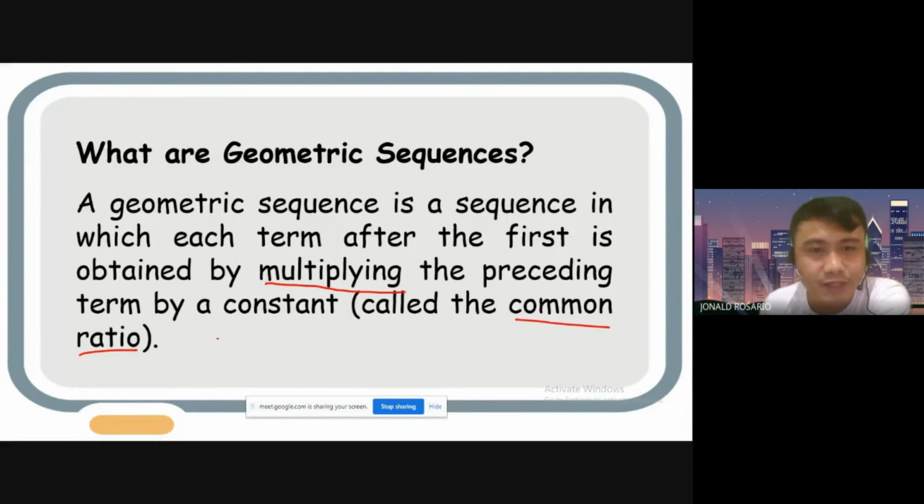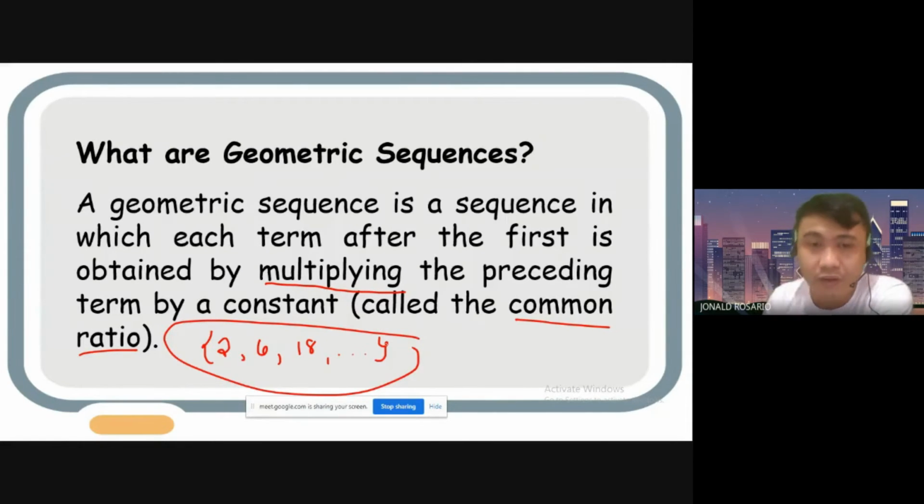Okay? Just for example, if our first term is 2 and the common ratio is 3, so 2 times 3 kasi imumultiply natin para makuha yung susunod. 2 times 3 is 6 times 3 is 18 and so on. Okay? So that's it. We're going to multiply a constant and that constant is of course called the common ratio.